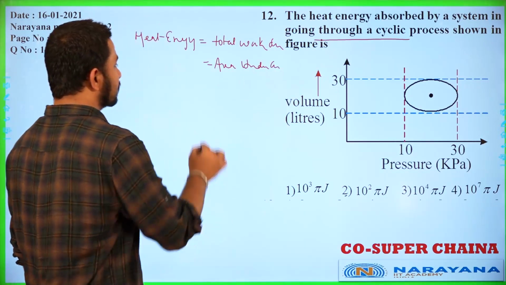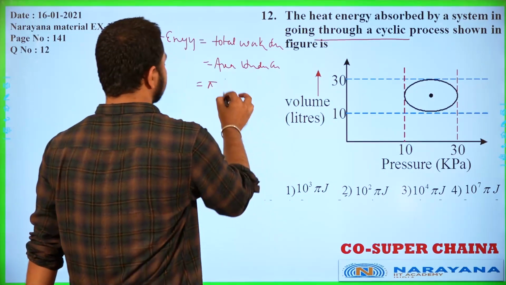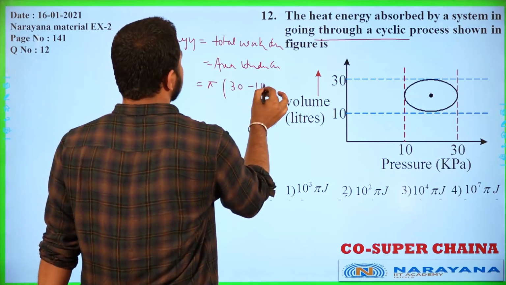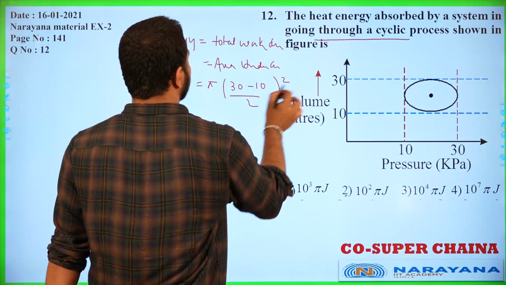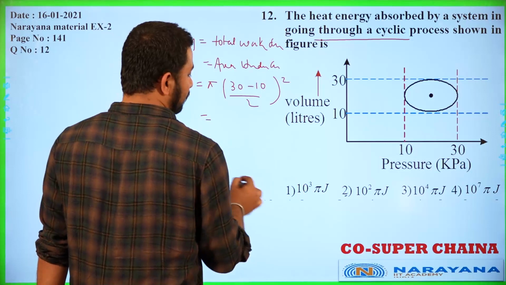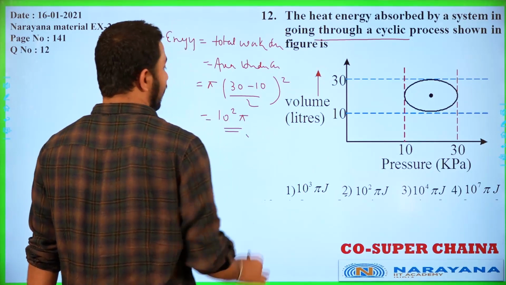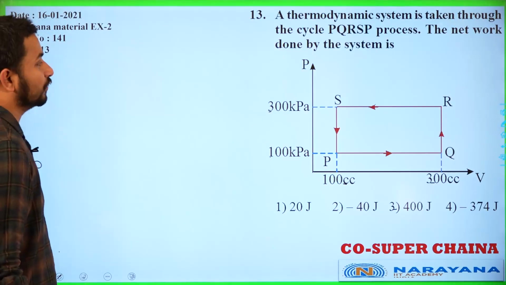So the area under this curve will be pi into (30 minus 10) by 2, this is the diameter, so whole square. If you simplify this, what will this come as? This will come as 10 square pi, and that will be the answer of this question, student. Let's proceed to the next one now.